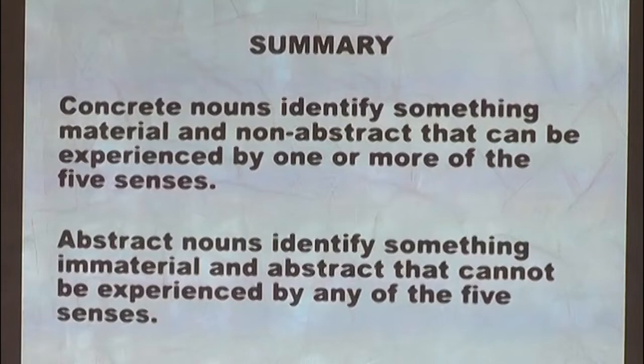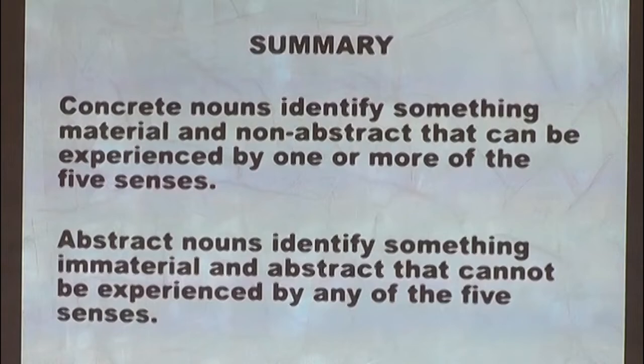Now, in summary, concrete nouns identify something material and non-what? Abstract. When I say non-abstract, it simply means those things that are not visible, but they are there. That can be experienced by one or more of what? Of the 5 senses. Abstract nouns identify something immaterial, things that you cannot see physically, though they are what? They are there and cannot be experienced by any of the five senses.